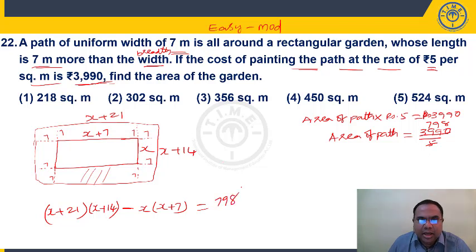Area of the path, we got it. It is indirectly given. Cost of the path, we are finding out; area of the path is 798. Now x square, you understood, right? So I am laying a path 7 meters this side, 7 meters this side. So x plus 7 plus 7 plus 7, so 21, x plus 21.